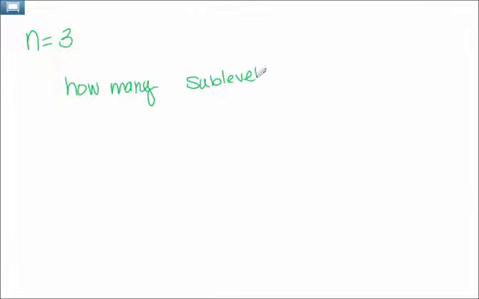So let's say n equals 3. Let's answer some questions about this. How many sublevels are there? There's 3 sublevels. What are they? 0, 1, and 2, or S, P, and D. Yep. Good. How many orbitals are there?